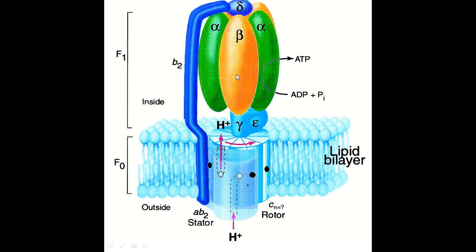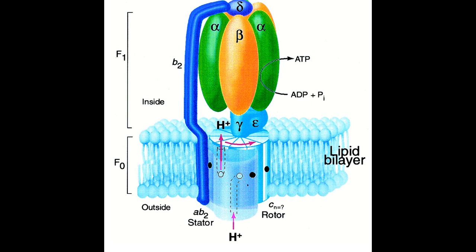The beta subunit basically is the catalytic subunit. That is the subunit meant for the synthesis of the ATP. So the catalytic subunit of the ATP synthase is the beta subunit. This is just a summary of the structure of the ATPase.